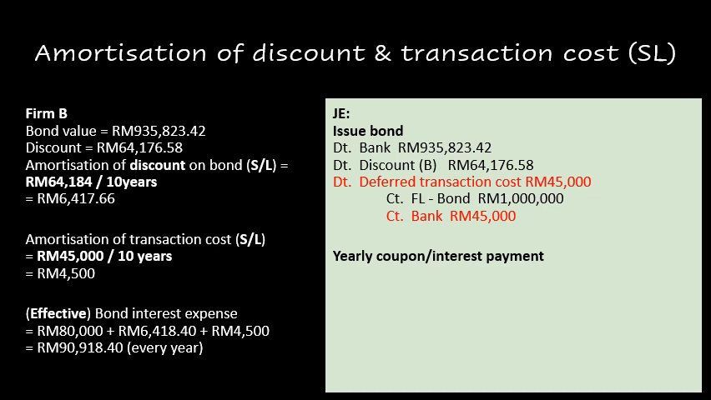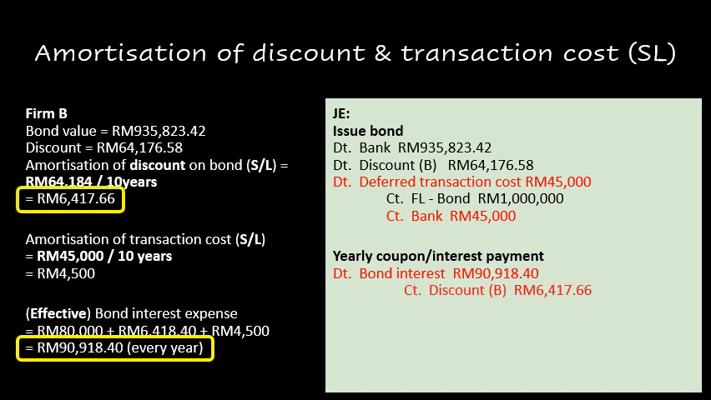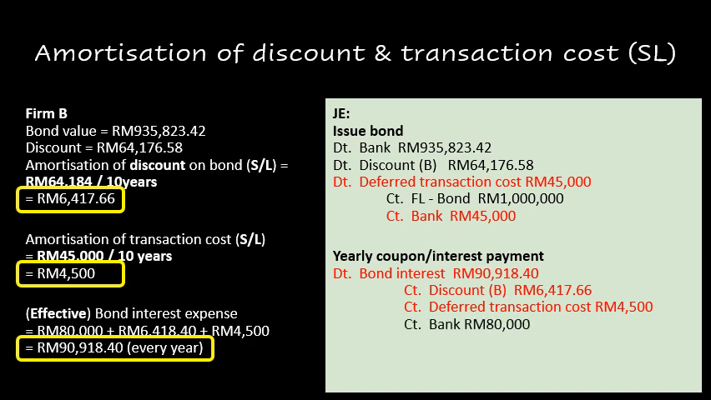At every end of the period, we will have bond interest expense of the net amount of coupon payment, effective interest expense, and transaction costs. Then we need to amortize the discount and amortize the deferred transaction costs, as well as coupon payment of 80,000 ringgit. So that is how the journal entries look like if you were to use straight line method, which is not allowed. But we simply want to see the overview of how transaction costs and discount are amortized together.